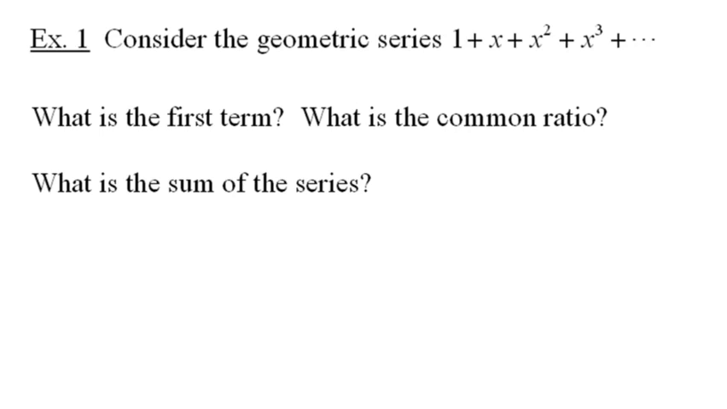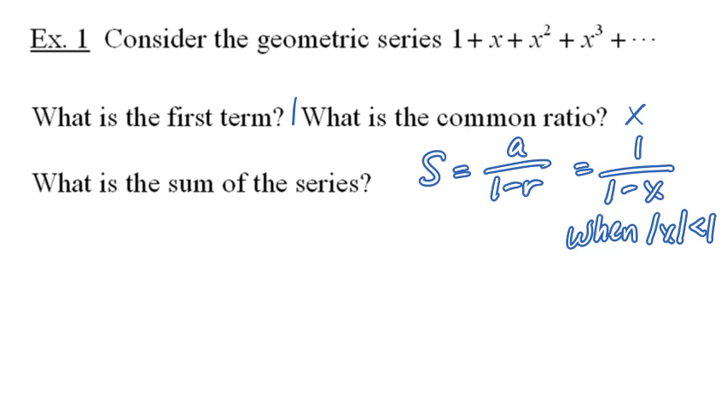For my first example, consider the series 1 plus x plus x squared plus x to the third, and so on. This is a geometric series with first term 1, common ratio x, and the sum of an infinite geometric series is a divided by 1 minus r. So for this series, it's 1 over 1 minus x. However, this is only valid when the common ratio has an absolute value less than 1. So this sum only holds true when the absolute value of x is less than 1.